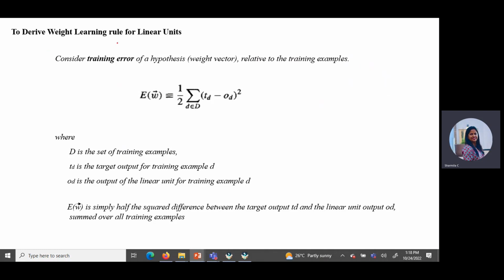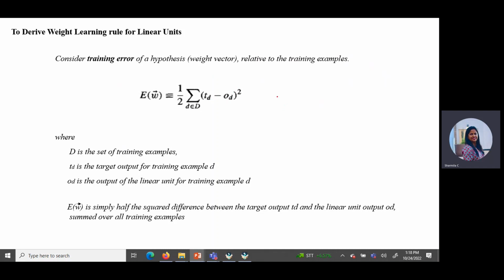To derive the learning rule for linear units, so we are talking about only the linear units, that is, the unthresholded perceptron, consider a training error of a hypothesis, that is, a weight vector related to the training examples, where the training error is given by the formula E of the weight vector, equal to 1/2 summation of d belonging to D, (td minus od) all to the power of 2.